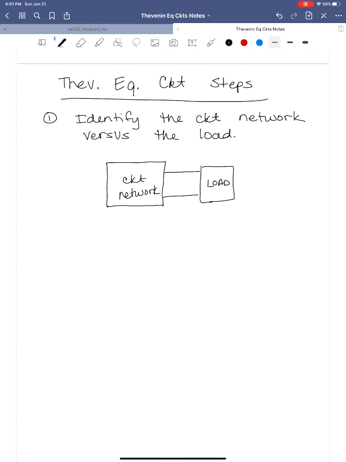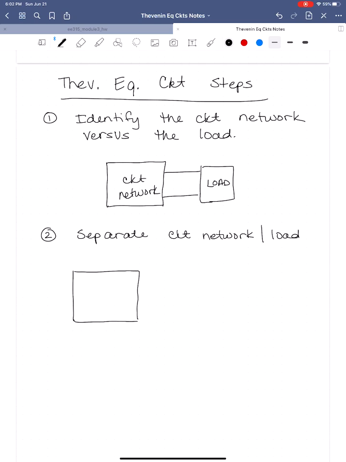Okay, so now, step 2, we need to separate them. We're going to separate the circuit network and the load. We're just going to break them apart at the nodes which connect them. So we'll have our circuit network with a set of open terminals, and then our load with its set of open terminals.